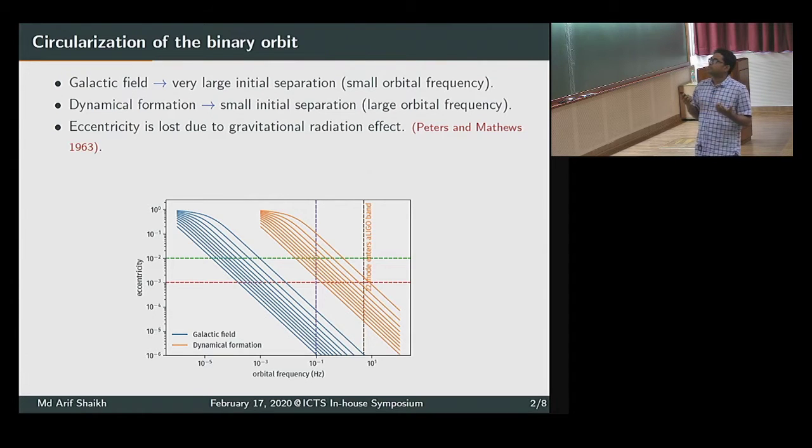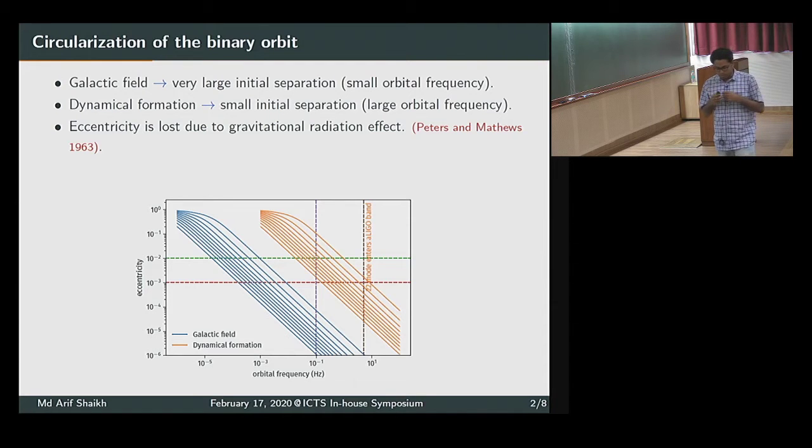Another formation channel is dynamical formation, where these binaries are formed in a very dense system. Due to these interactions, it may be possible that they end up in a bound system with a very small initial separation. As a result, their initial orbital frequency will be high compared to the galactic field formation channel. But after their formation, they follow the same evolutionary path.